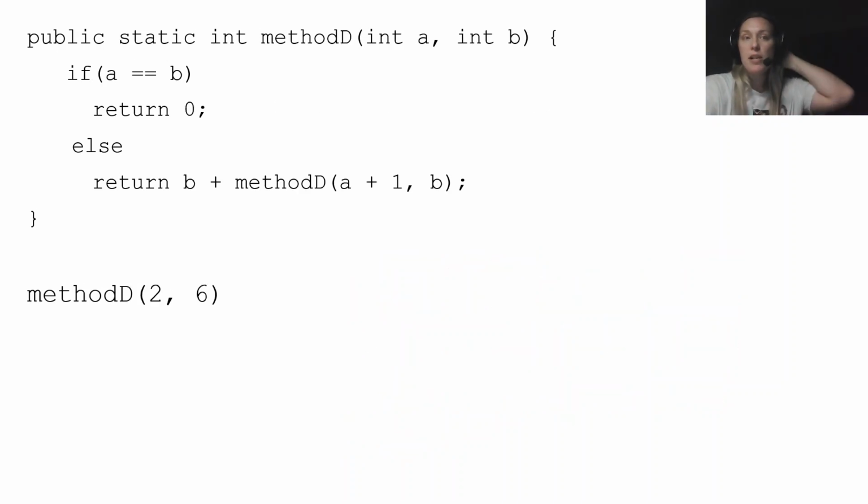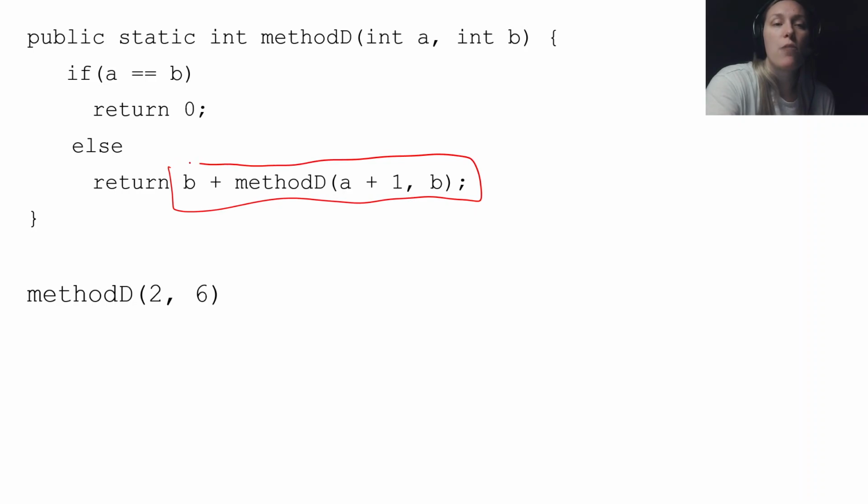This is going to be our last example here, method D. Again, 2 inputs. It says if A is equal to B, return 0. So that's going to be our base case, when A and B are equal. Else return, and then I have a recursive method call here. Return B plus D of A plus 1, B. A gets 1 added to it, and B stays the same. A is going to be the one changing each time.